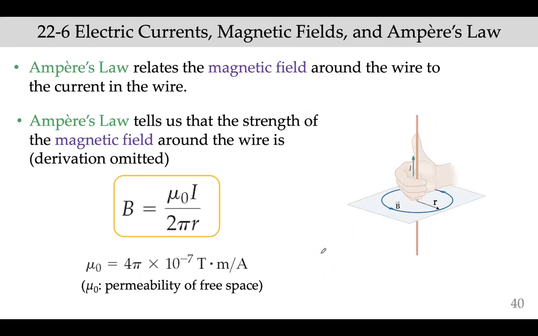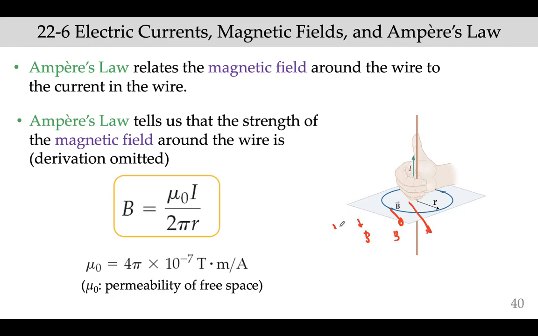Okay, let's move to Ampere's law. It relates the magnetic field around the wire to the current in the wire. So we learned about the direction of the magnetic field lines, but what will be the magnitude? What will be the magnitude at this point? What will be the magnitude at 1 meter, at 2 meters? In fact, the magnitude will actually go down, and it's greatest when it's close to the wire.